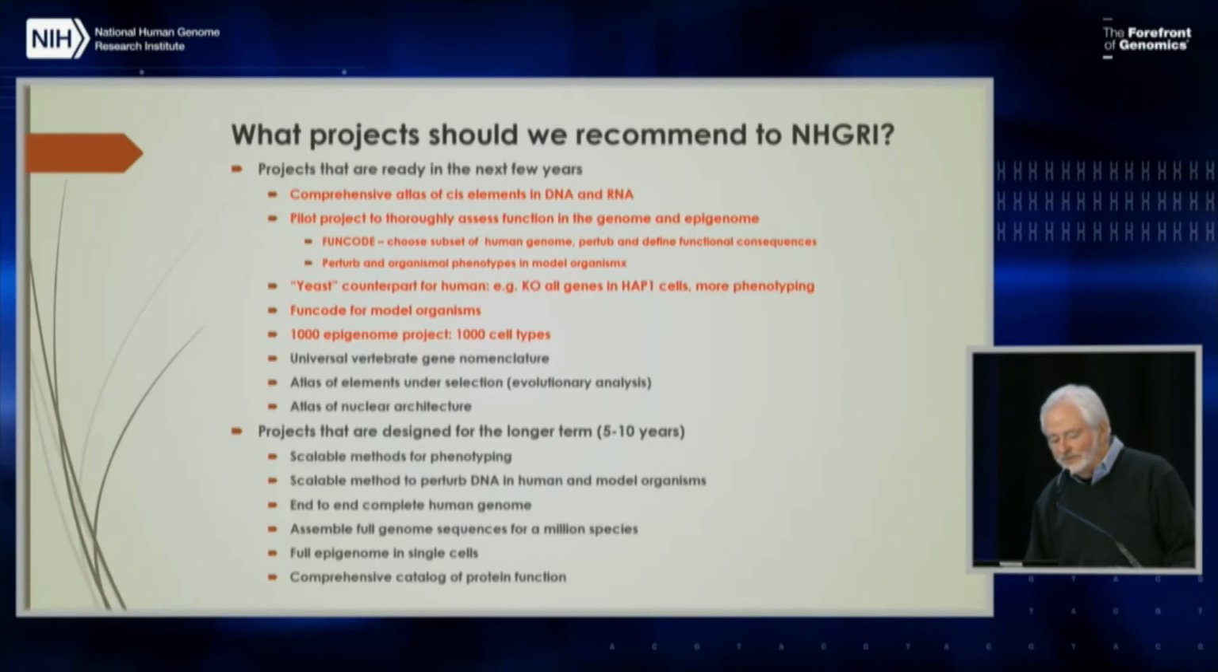Assemble full genome sequence for 1 million species. That was one ambitious proposal. Technologically, now you can do lots of single cell assays. There's coverage, and there are other issues with that, but as a longer term objective, could we get full epigenome maps in single cells? And then this almost came up as an afterthought, but it's not because it's not really, really, really important. It is really, really, really important. So let me say, last but certainly not least, comprehensive catalog of protein functions.